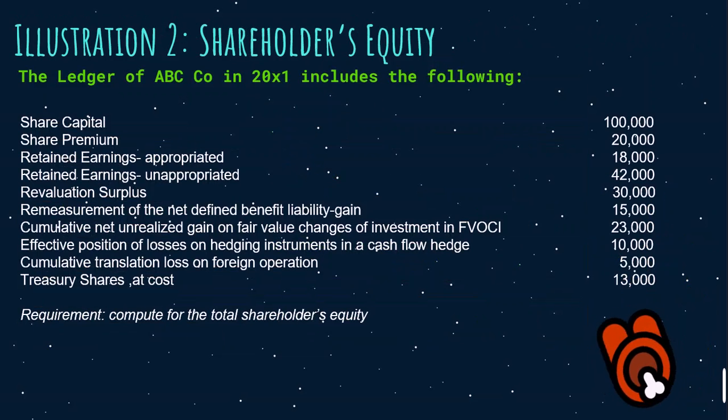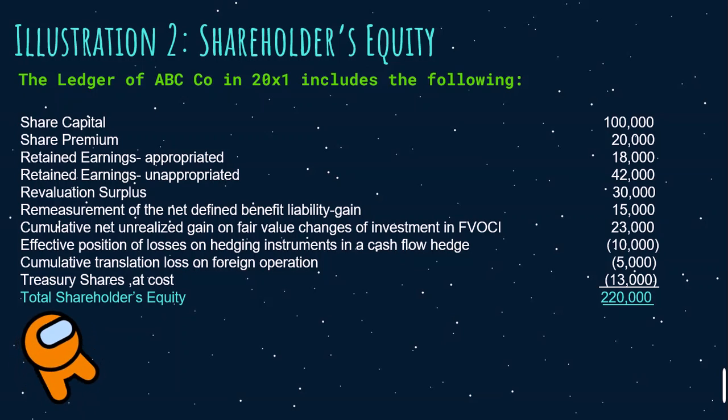So nandito na tayo sa pangalawang illustration which is yung i-compute na natin yung total shareholders equity. So ang gagawin lang natin dito is add and deduct. Ang gagawin natin is ipag-add natin yung share capital, share premium, retained earnings appropriated and unappropriated, revaluation surplus, and yung gain na remeasurement sa net defined benefit liability. At ibabawas naman natin yung losses sa hedging at yung cumulative translation loss on foreign operation and treasury shares at cost para makuha natin yung total shareholders equity na 220,000.